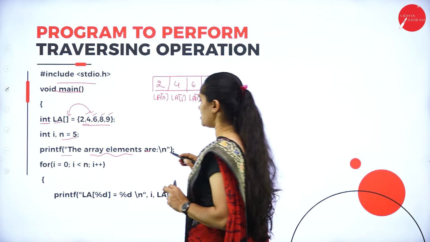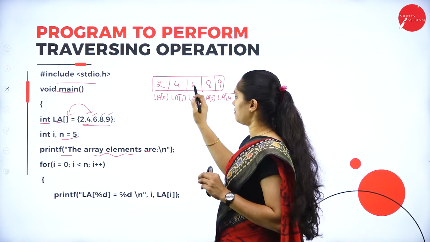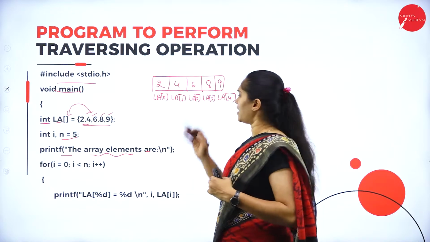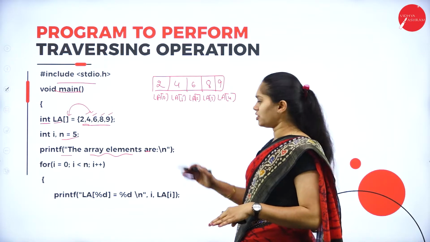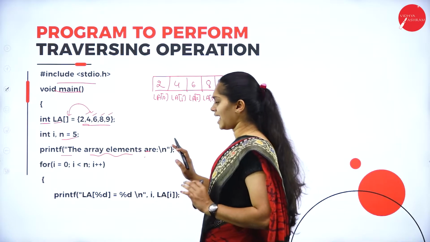Printf, the array elements are. Why am I not taking the value of n? Already we are initializing it. That means up to 5 elements we can take. So here I have all those elements already. No need to take an input for that. So now we are just displaying what elements we have.